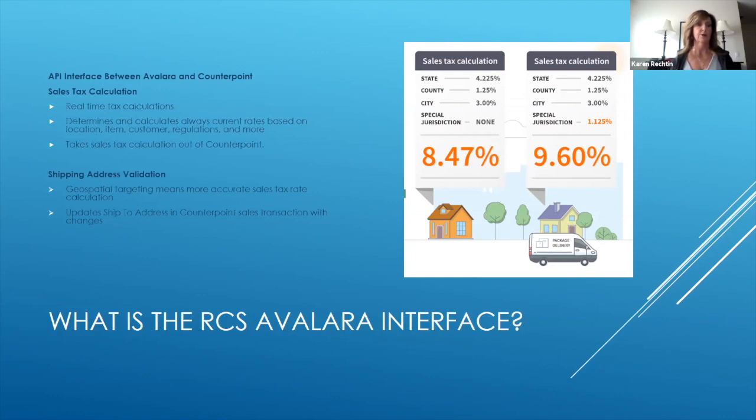And then of course there's a sales tax calculation. As we heard earlier, it's a real-time tax calculation. As soon as we start the transaction in Counterpoint, it starts sending information via the API to Avalara for the tax calculation. It's sending information about the customer, where the store is located, whether or not we're shipping the item, what the item is, all these different things that are communicated to Avalara throughout the transaction.